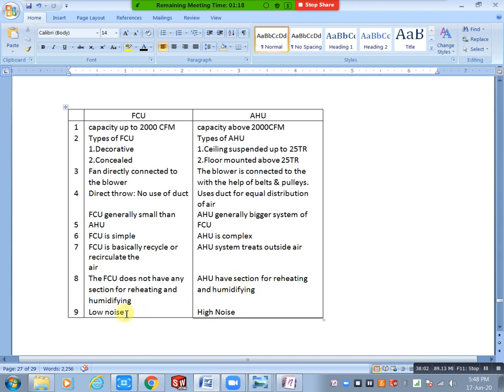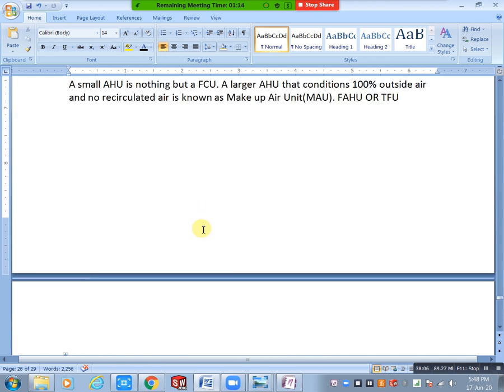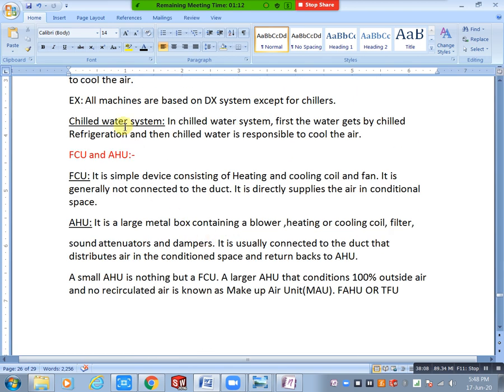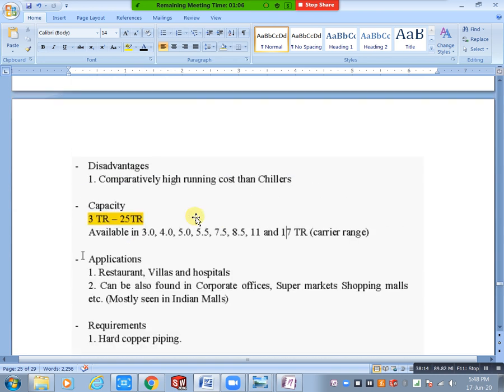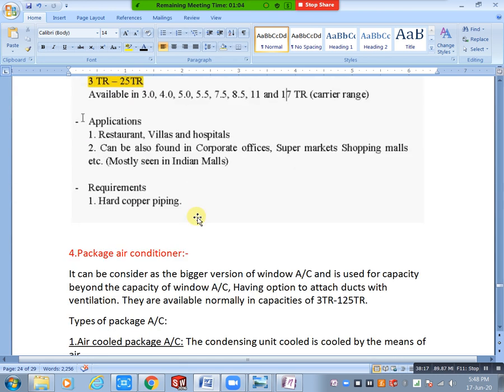Tomorrow I will explain the remaining two concepts. VRF I will explain in one class and the chilled water system. It will take time. AutoCAD class, I will send the link again to you.